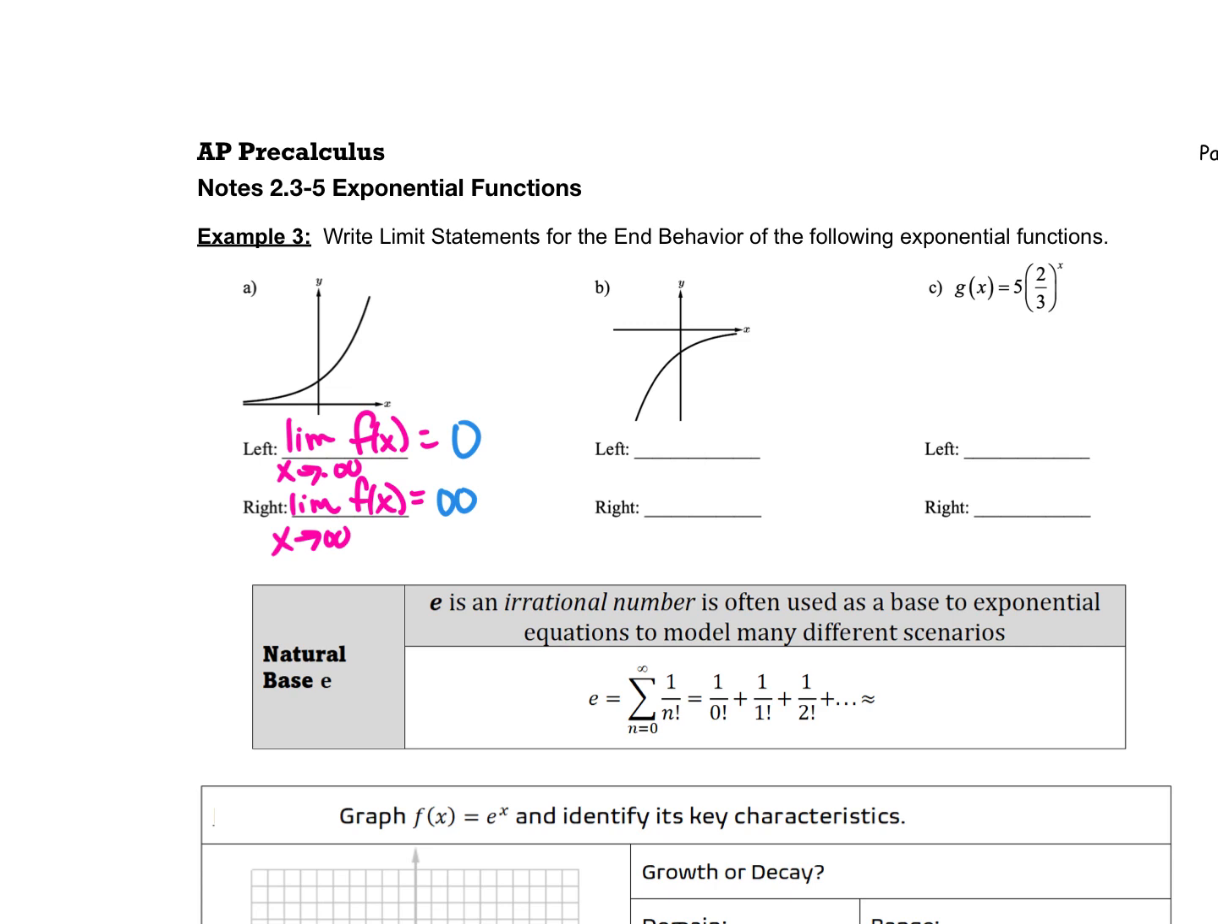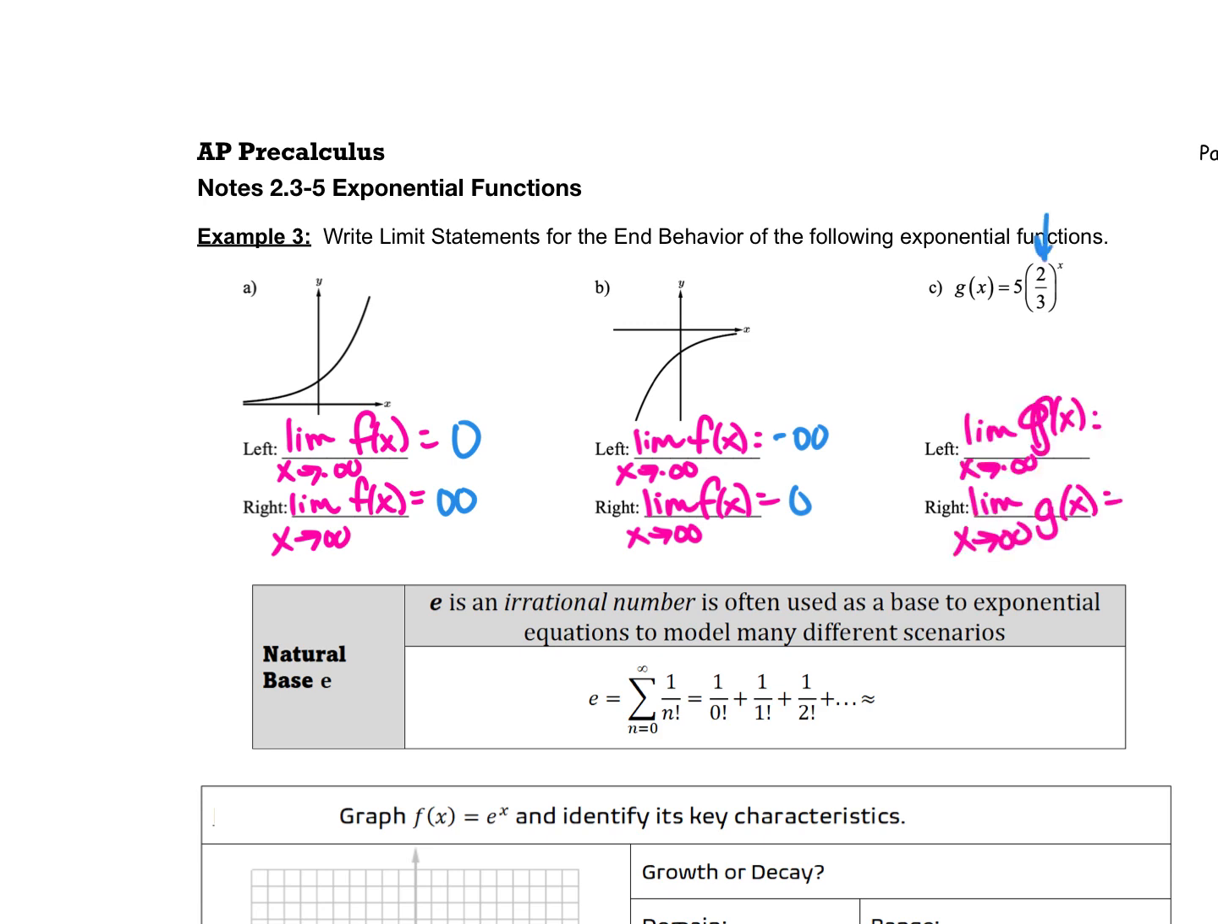Anyway, on the left-hand side on B, what's it doing? Negative infinity. And on the right-hand side, 0. Now, C would be a non-calculator question. We have to think about what it looks like. Is this exponential growth or exponential decay? Decay. That middle is a fraction, so it's decay, so it's going to look like this. That should help me with the end behavior. So on the left, what's it approaching?